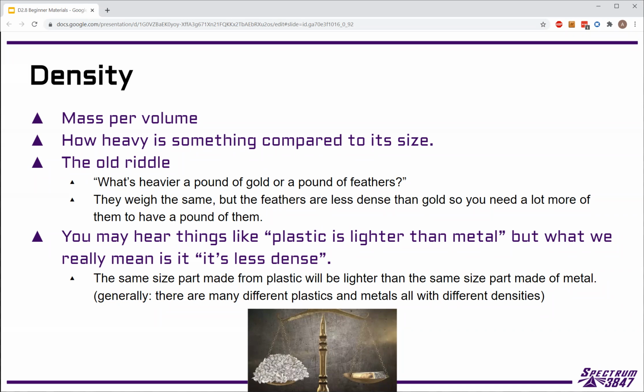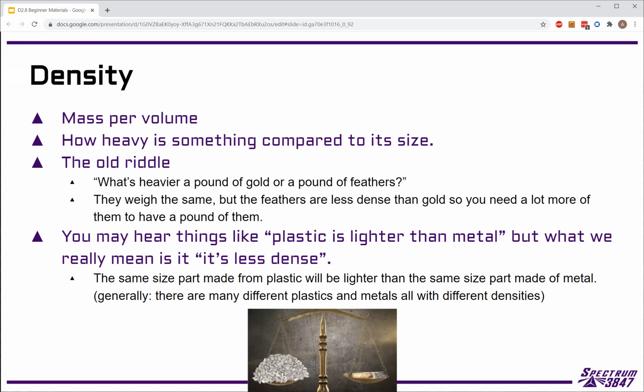The old riddle is a really good example for understanding density intuitively. What's heavier, a pound of gold or a pound of feathers? If intuitively you think a pound of feathers is lighter, that's because of a failure of understanding weight and density. If they both weigh a pound, they have to be the same weight. There's going to be a lot more feathers, so the feathers are a lot less dense than gold is.